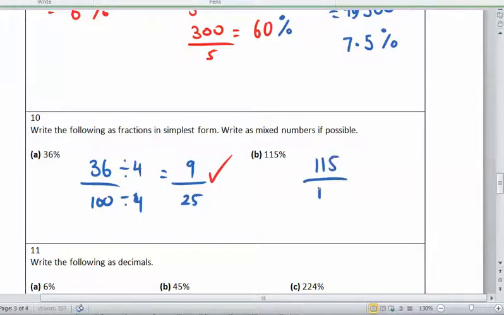115% is the same as 115 over 100. Can we simplify that? What would you divide the top by, Shayla? What would you divide the top by? What's the highest common factor of? Good, let's try 5.